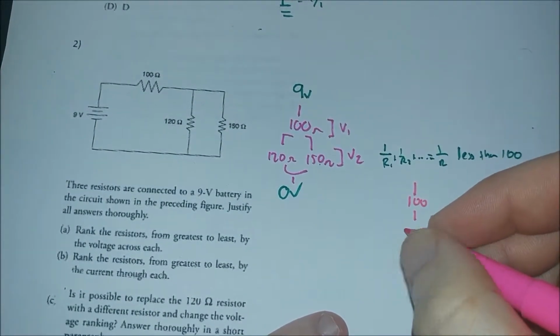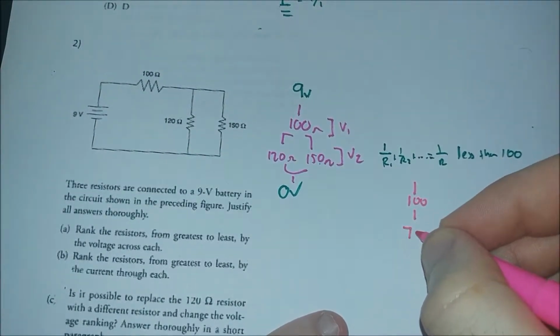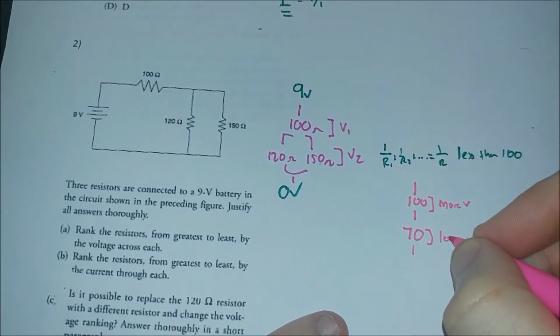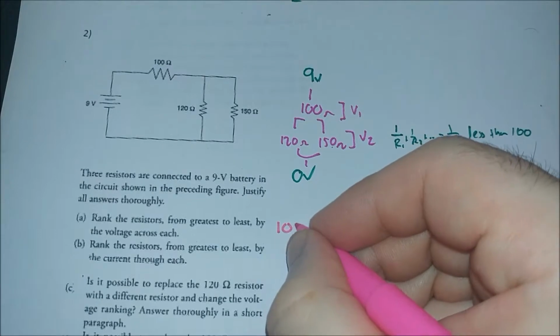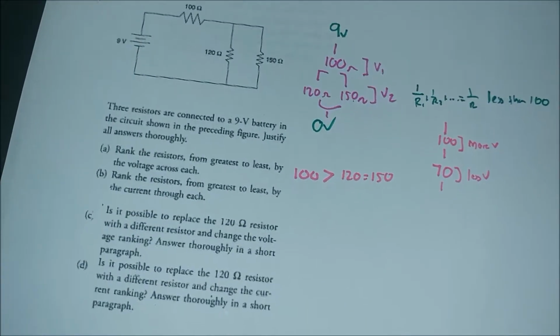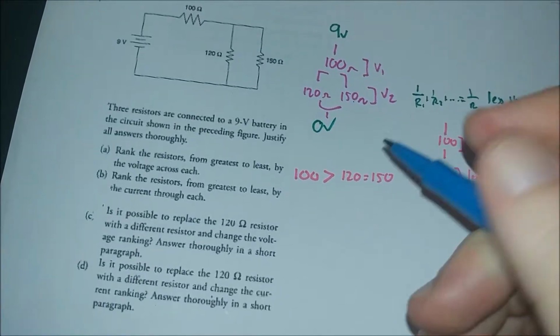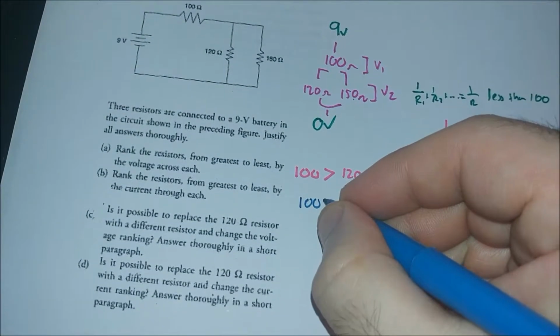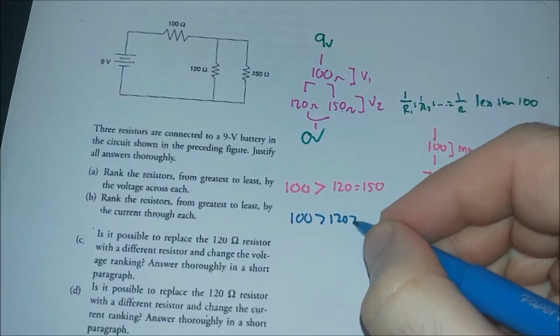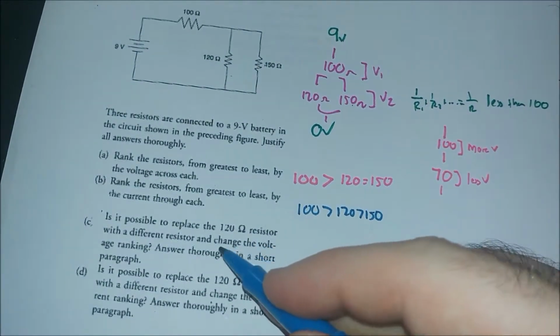So if I draw my picture, I get 1 over 100, then let's say, round it to 70. There's going to be more voltage used for the 100 than there is for the 70, because there's more resistance there in series. So the 100 has the most, and then the 120 and 150 are going to have the same because they're in parallel. Now for the currents, it's really easy. We don't need numbers. All goes through the 100, and it splits up. It doesn't split up equally because 120 is less resistance, so 120 will have more than 150.